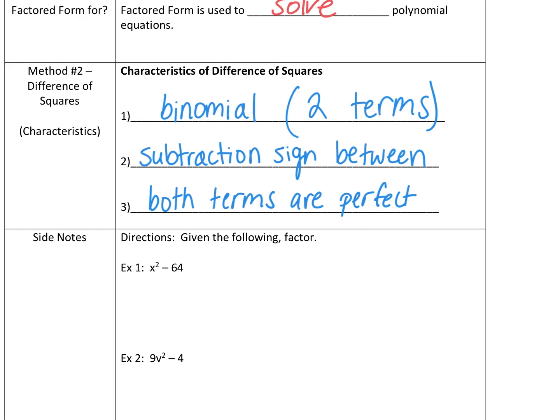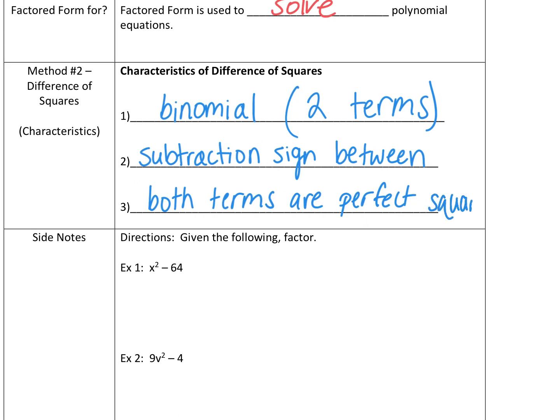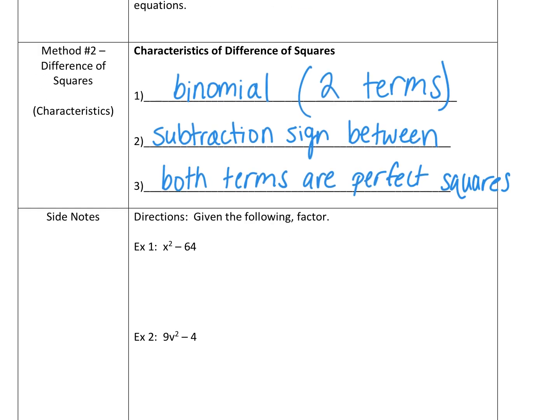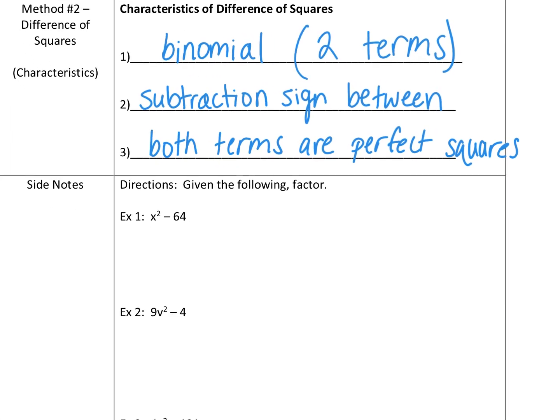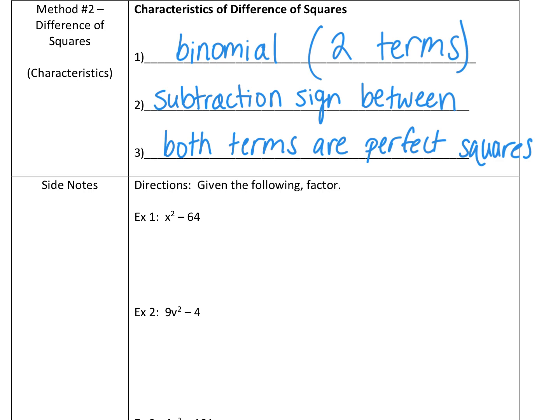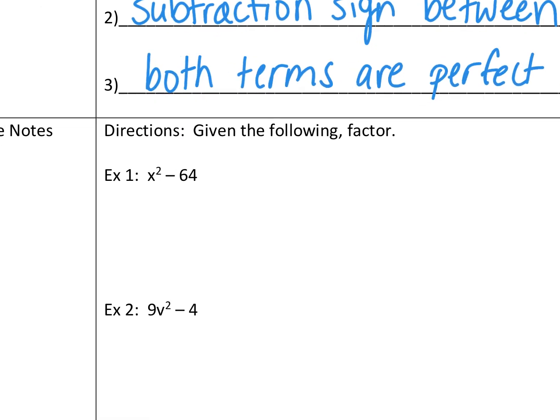What is a perfect square? We talked about that in our radical unit. A perfect square just means, for instance, an example of a perfect square would be 36. 36 is perfect because 6 times 6 equals 36. So a perfect square just means that a number squared would equal that. Would 35 be a perfect square? Well, no, it wouldn't, because no two of the same whole number would multiply to give me 35.